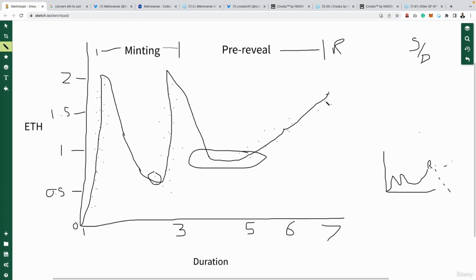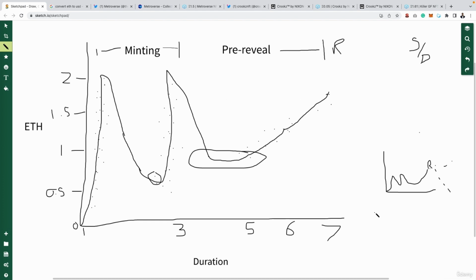You can hold it a little bit later if you want, maybe right until the last moment before the reveal. However, what you're going to find is that some people will get really scared, and if you leave it too late, the floor price can actually come back down even before the reveal. If we get out at least 1 day before, then we know we are minimizing that risk.